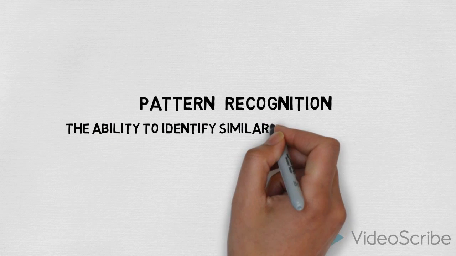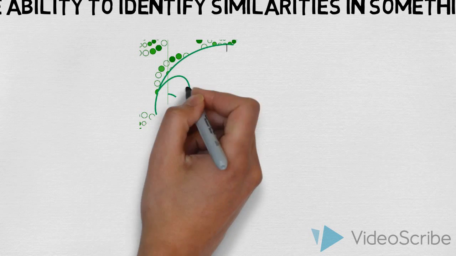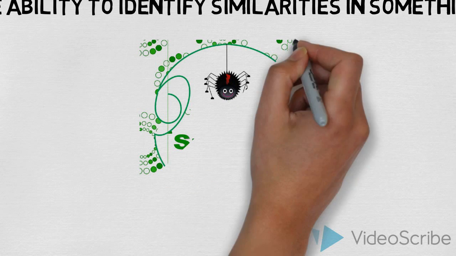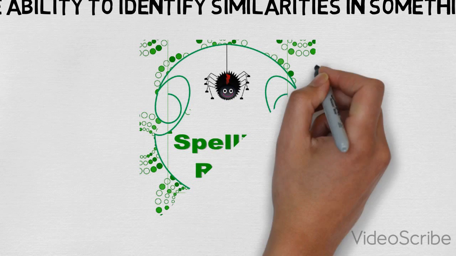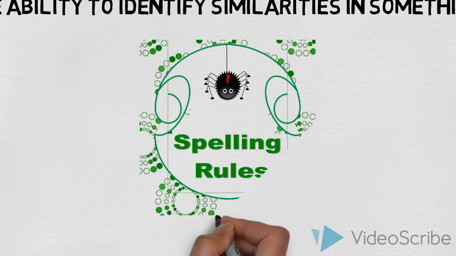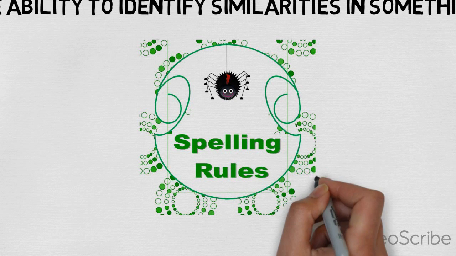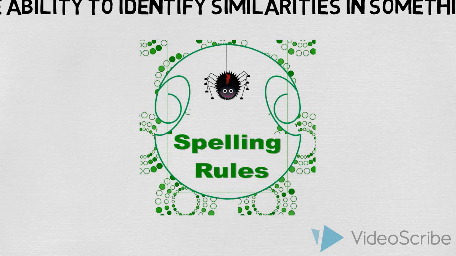Secondly, pattern recognition. Pattern recognition is the ability to identify similarities in something. This process is taught throughout the curriculum as recognising patterns helps pupils better remember key ideas and concepts. For example, in literacy, pupils recognise the pattern of certain spelling rules, or in maths, pupils must recognise the pattern of multiplication facts in their times tables.